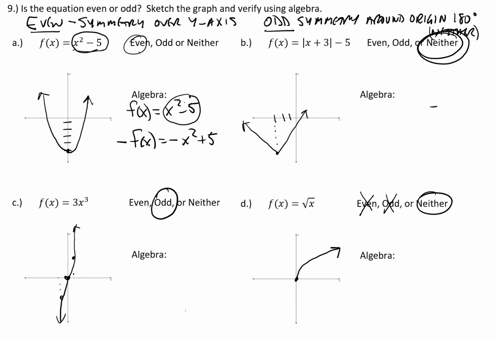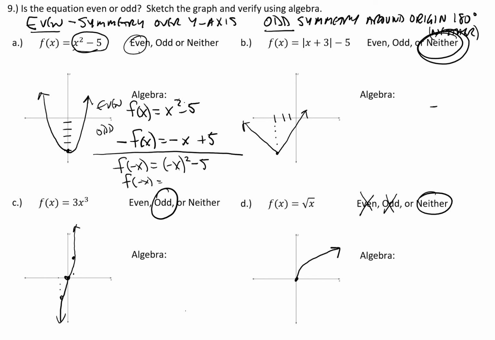Now, before we do that, I kind of forgot a step here, is we have to substitute in, so this would be even, this would be odd. And so what we have to do is we have to substitute in negative x. And so when you substitute negative x into x squared minus 5, you get x squared, because negative times a negative is positive, minus 5. So we get the same thing, and because we get the same thing, it's even.